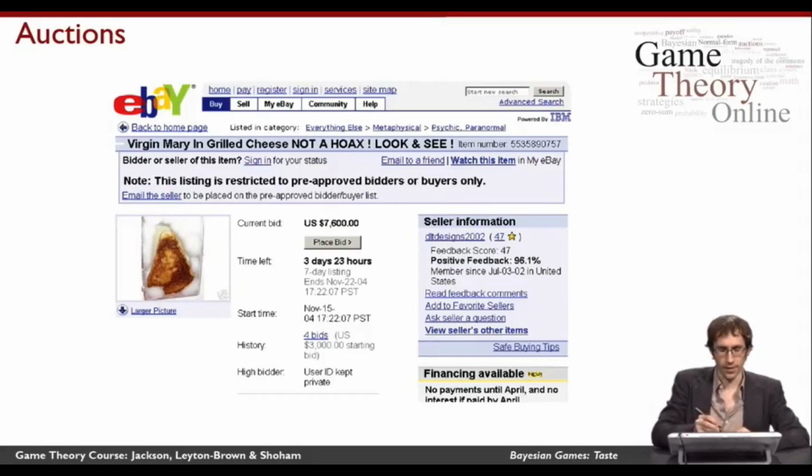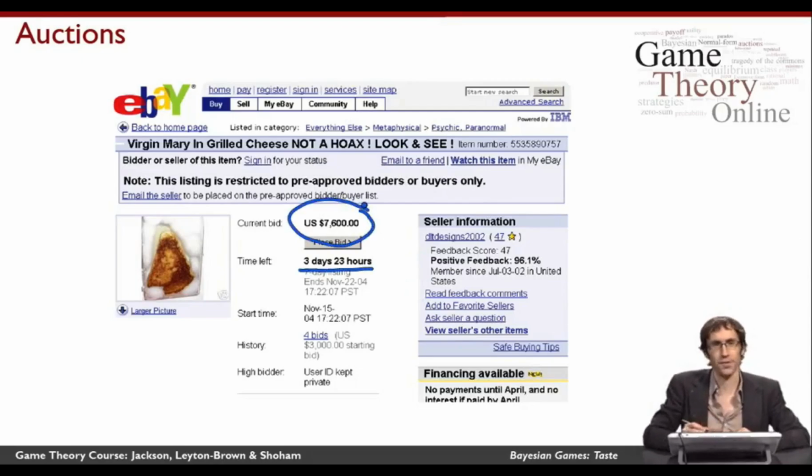But you can see that when I took this screenshot, the auction still had almost 4 days to go, and already the top bid was $7,600 US. And this really was not a hoax. This was an actual auction. It was covered in the news. So that's kind of an amazing thing. It goes to show the power of auctions to match up buyers and sellers.